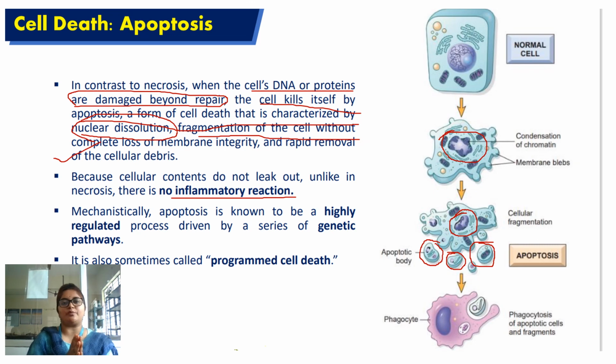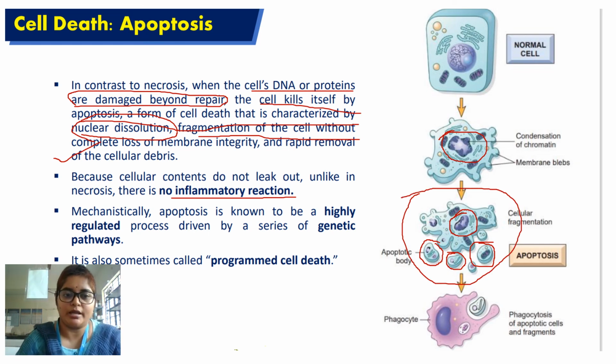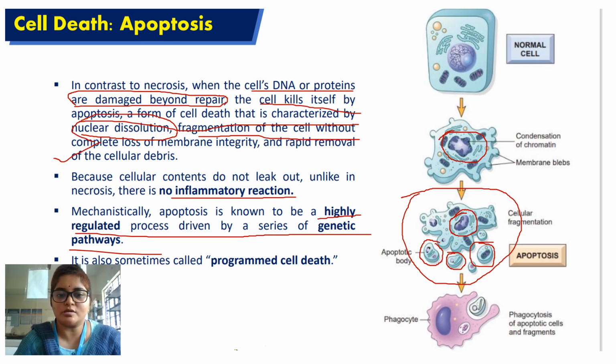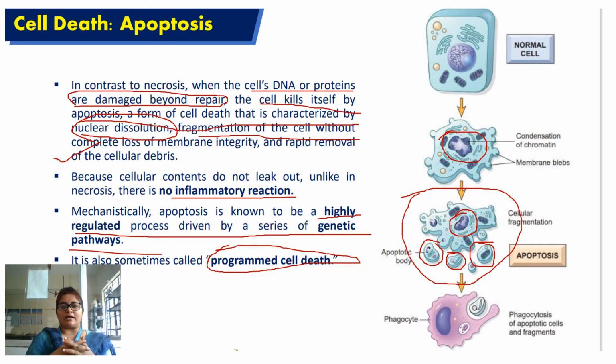So this is the main difference between necrosis and apoptosis. In necrosis, as the intracellular fluid leaks out into the extracellular fluid, there will be bulging in the body, which we call inflammation. But here, the cell is not rupturing and not sending any fluid outside, so there won't be any inflammation in the body. Mechanistically, apoptosis is known as a highly regulated process driven by a series of genetic pathways, and it is sometimes called programmed cell death. How the death has to happen has already been decided. That is why we call it programmed cell death.